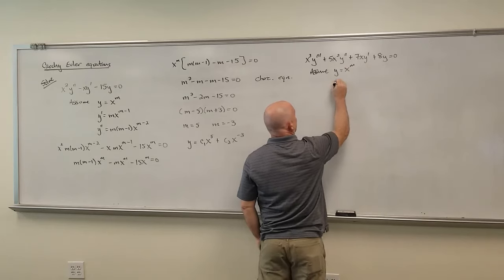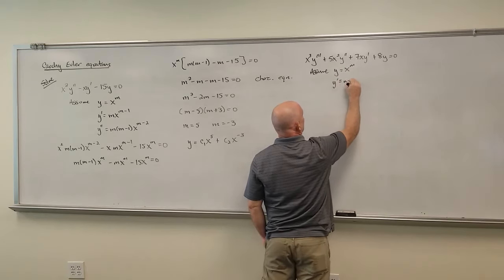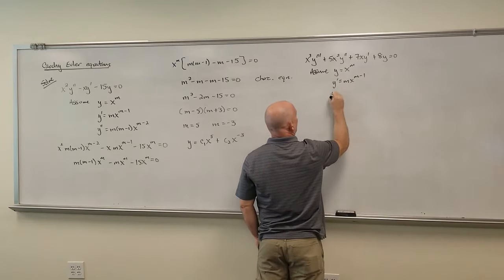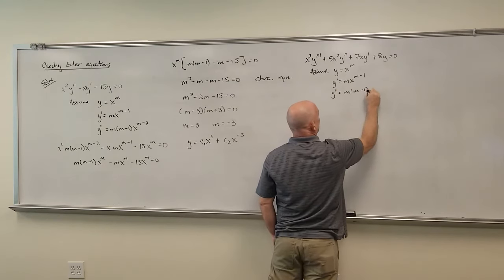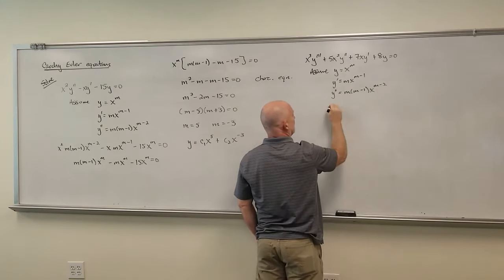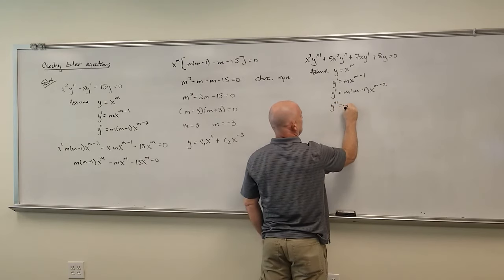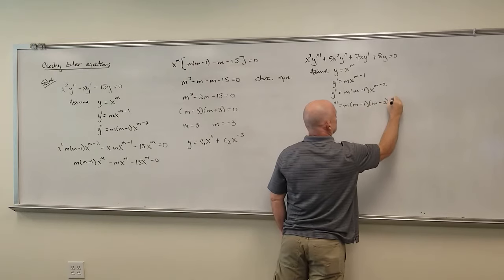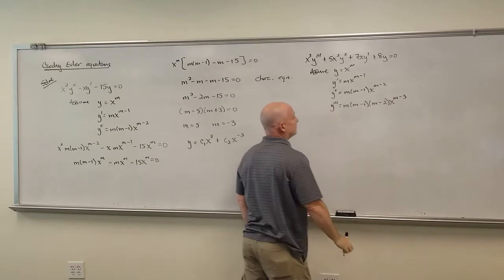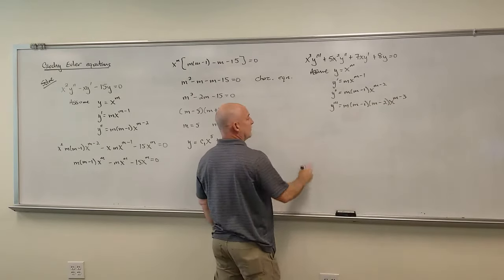Now we're going to take all of our derivatives here, and again, you're going to want to write this out. y double prime is m times m minus 1, x to the m minus 2, and y triple prime is m, m minus 1, m minus 2, x to the m minus 3. All right, once we plug this in, this is going to be kind of messy.